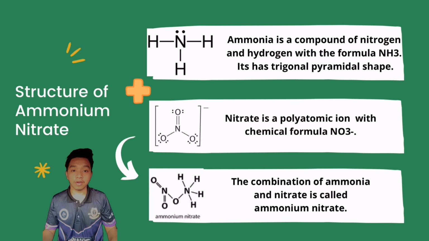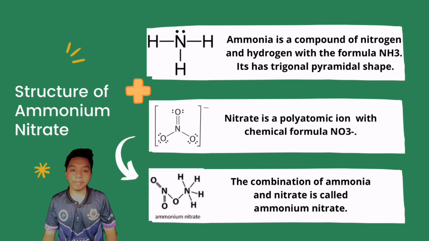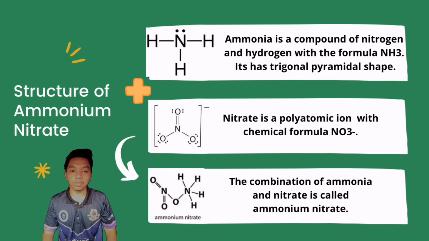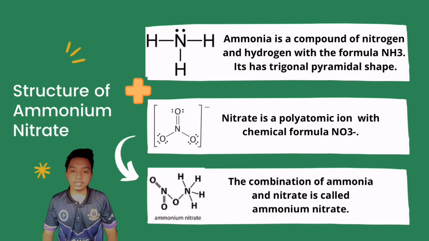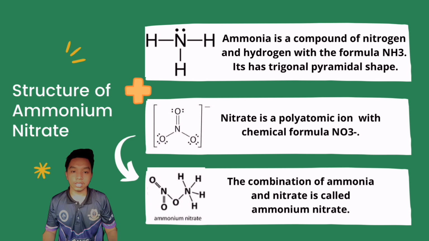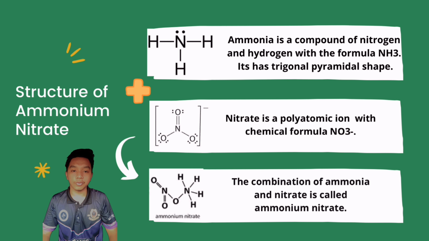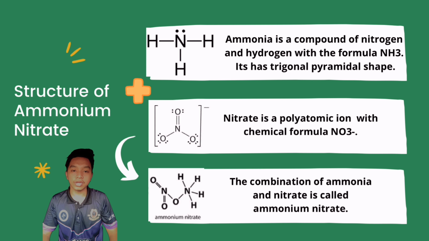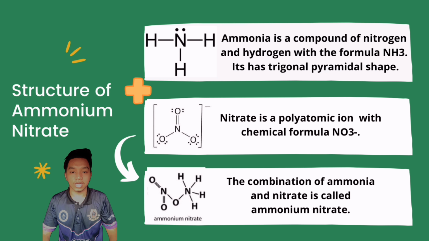For the structure of ammonium nitrate, ammonia is a compound of nitrogen and hydrogen with the formula NH3. It has a trigonal pyramidal shape with nitrogen attached to the 3 hydrogen atoms. Also, the nitrogen atom has a lone pair of electrons. Nitrate is a polyatomic ion, which is an ion composed of more than one atom, with the chemical formula NO3. Salt containing this nitrate and ammonium is called ammonium nitrate.